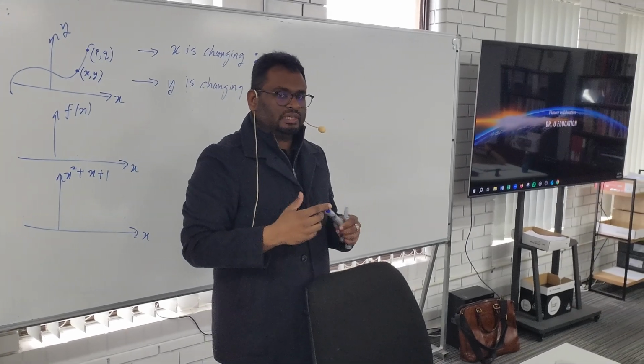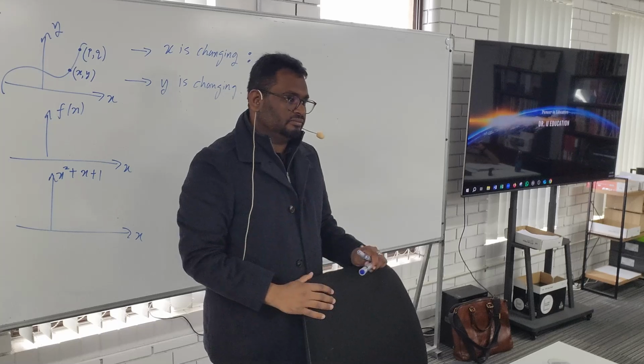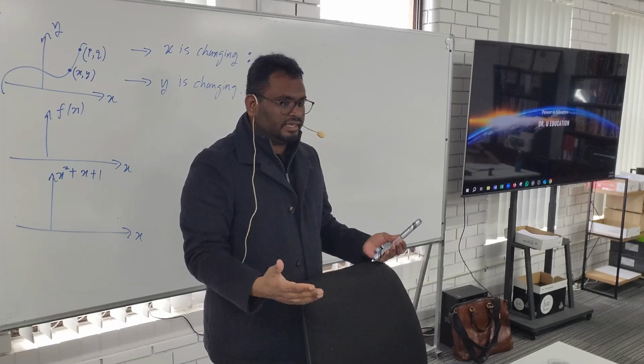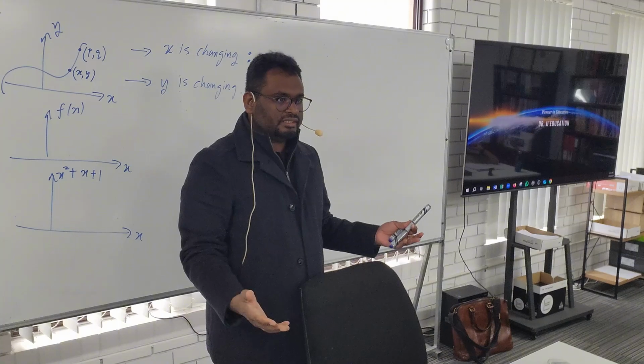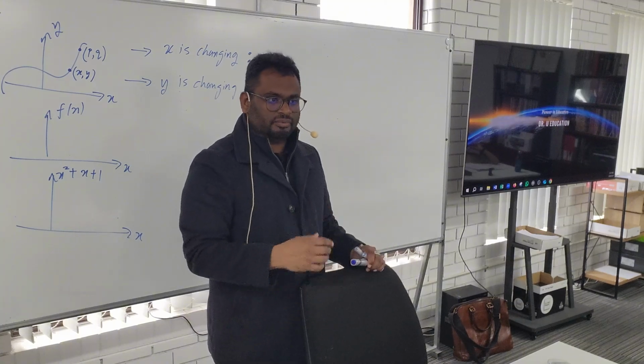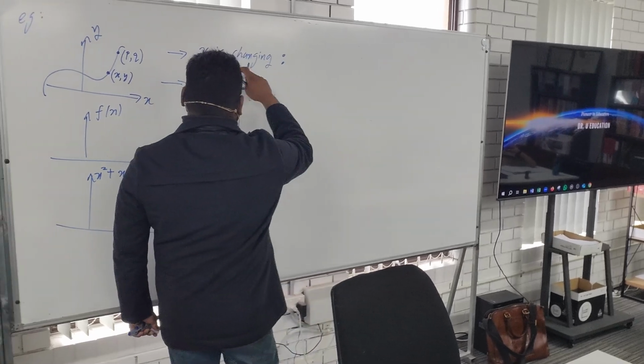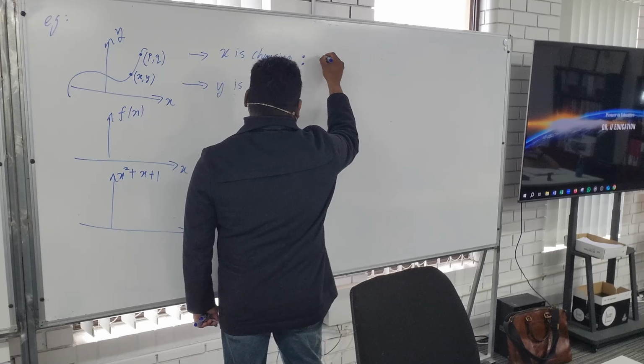So x is changing. When x is changing, there should be a boundary, right? So, for example, I'm so hungry. I need biryani. There should be a boundary. I can't see the whole world, right? One plate of biryani, half of a plate of biryani. So I should have a limit, right? So x is changing, should have a limit.